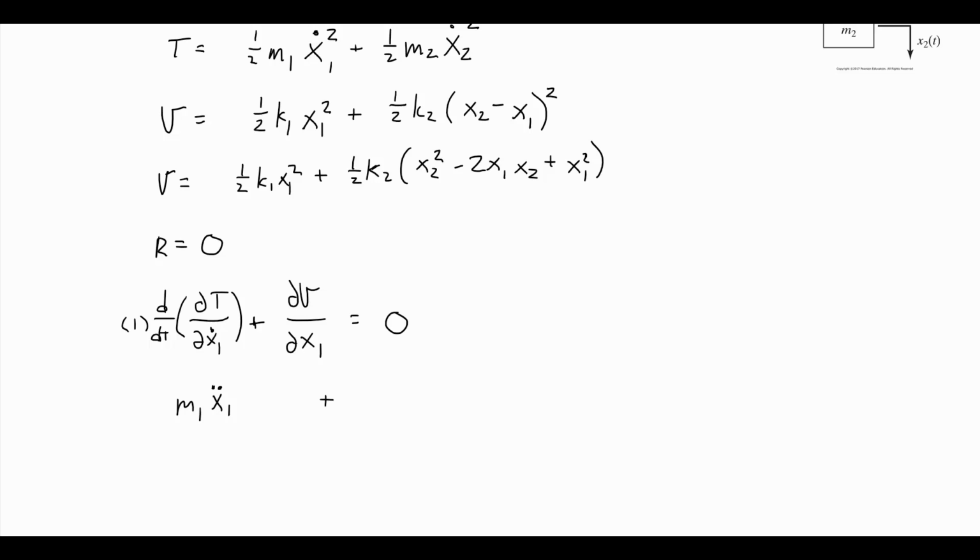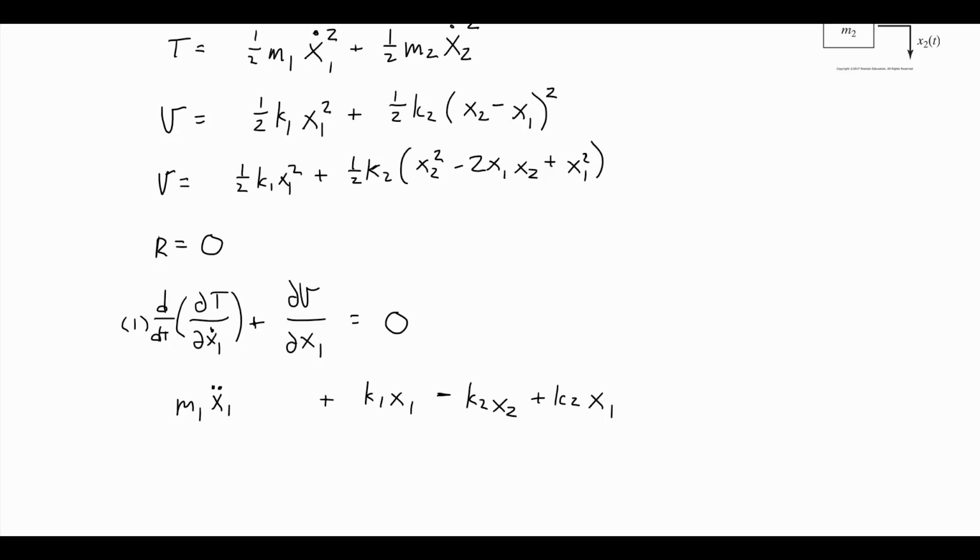Now the ∂V/∂x1. So we go down to the V equation. The first term has an x1 in it, so we are going to have a k1 x1. And then when we go to the second term, we have an x2 squared. Well, that just goes away. We have a negative 2 times x2 will be its partial derivative, times the 1/2 k2 is going to leave us k2 x2, and that will be negative. And then the last term, we have an x1 squared, so that is going to leave us with plus k2 x1.